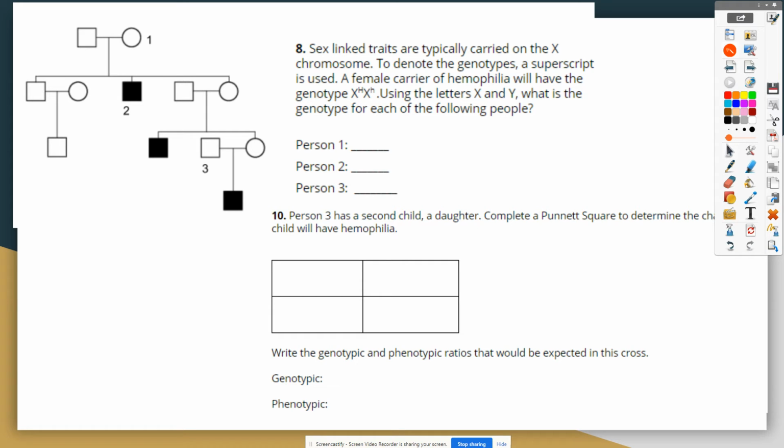On the board, there are 4 options: autosomal dominant, autosomal recessive, sex-linked dominant, sex-linked recessive. Looking at this pedigree, what type of inheritance is occurring? Write it on your board.